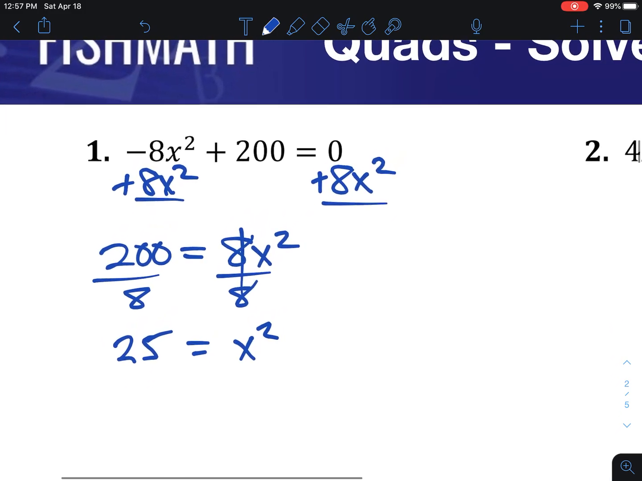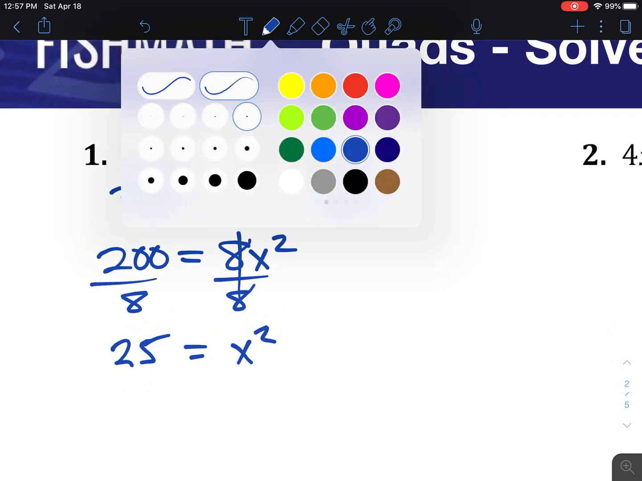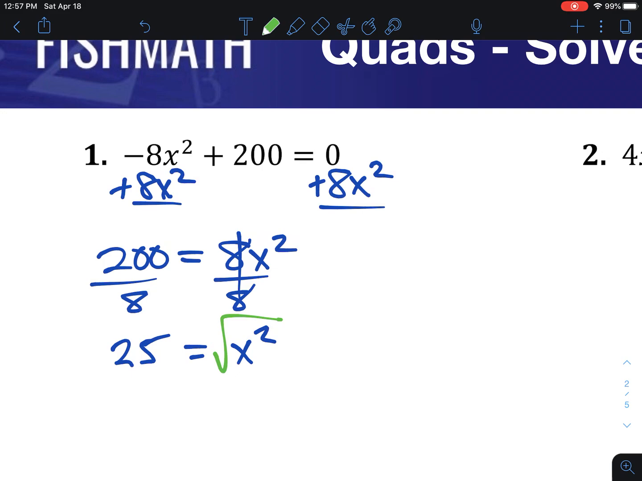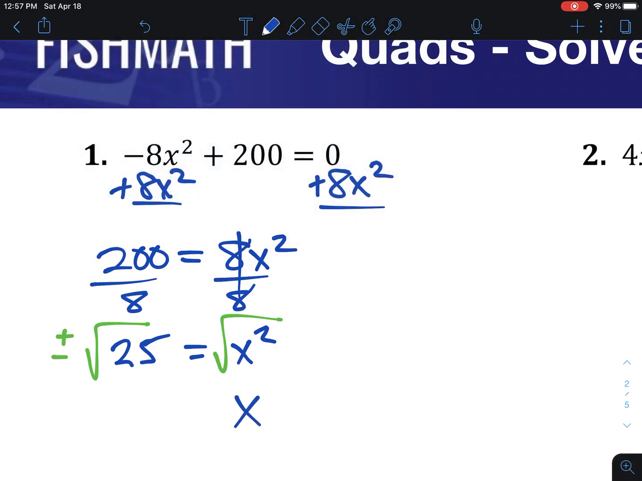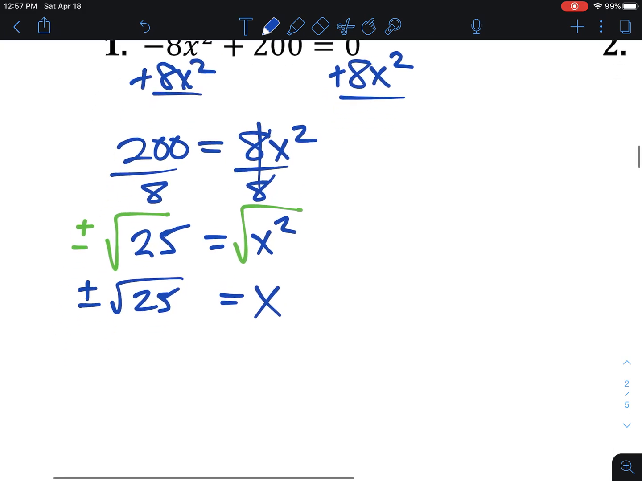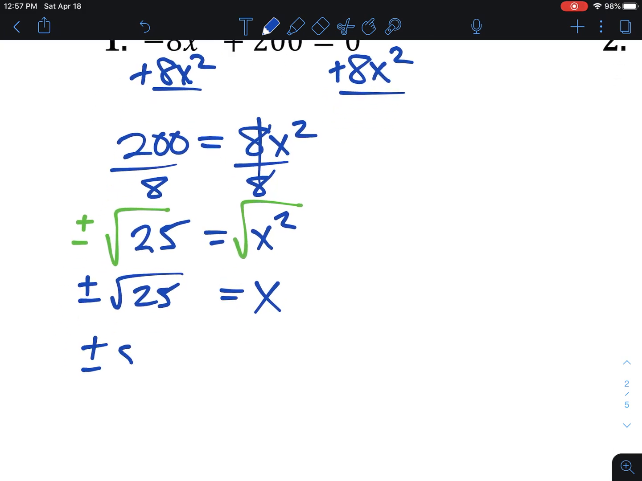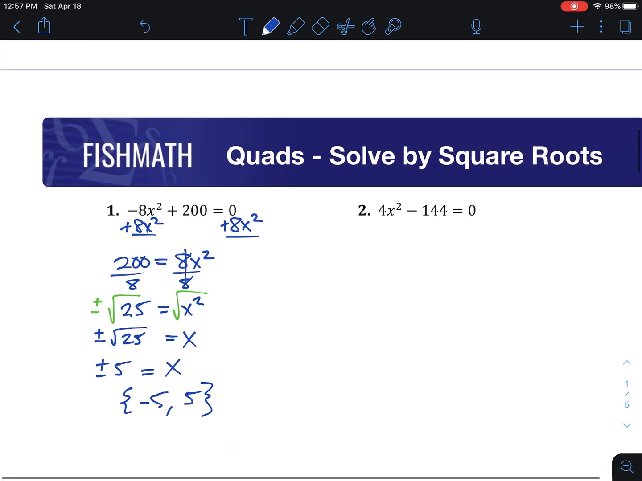So if you want to get x and you've got a squared, we do the opposite of the squared, which is a square root. And here's how we use a square root in order to solve a quadratic. The only thing I have to be very careful of is there's actually two options here. There's the positive square root and the negative square root. So when you do this square root, it's really two options. So x is the plus or minus square root of 25, which means there's two options, plus or minus 5. So that means x could be negative 5 or x could be positive 5.